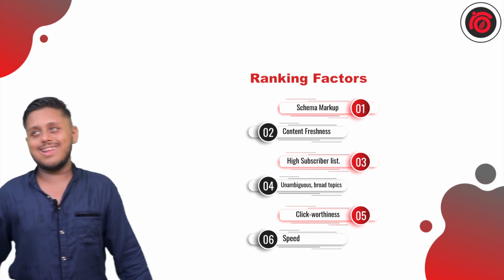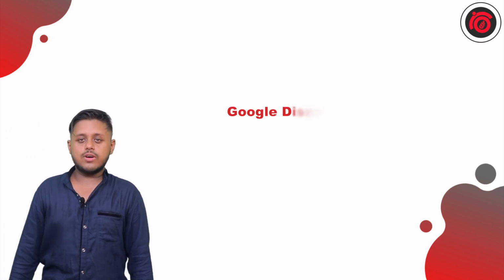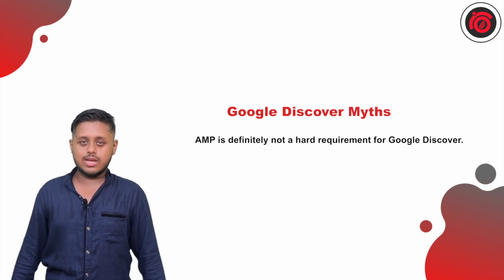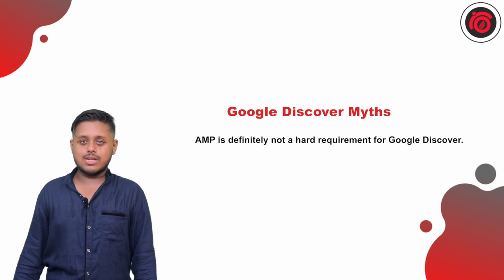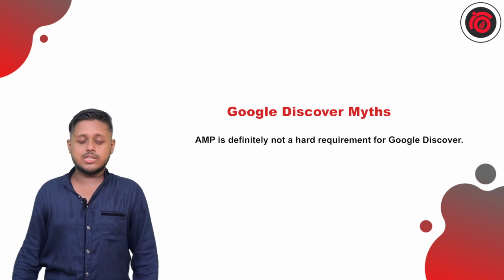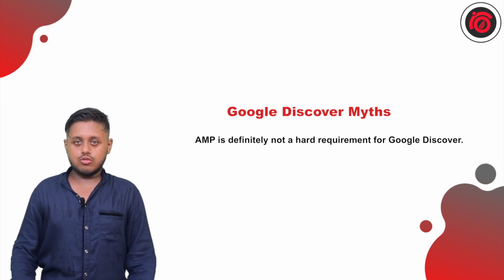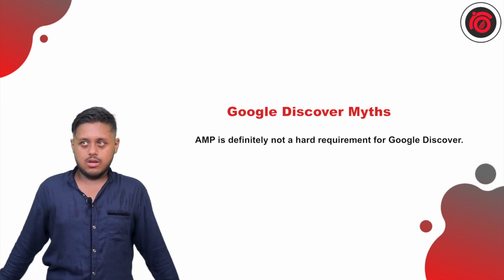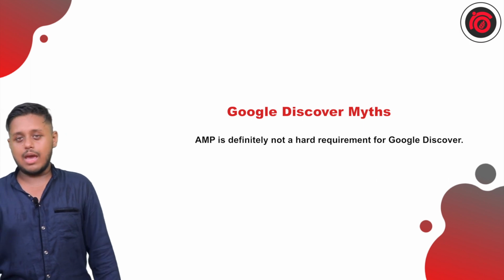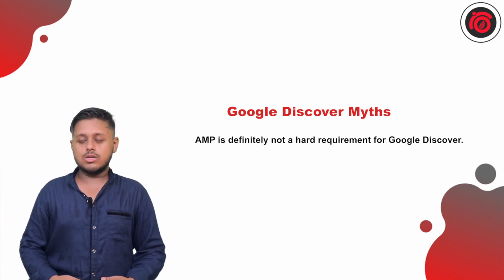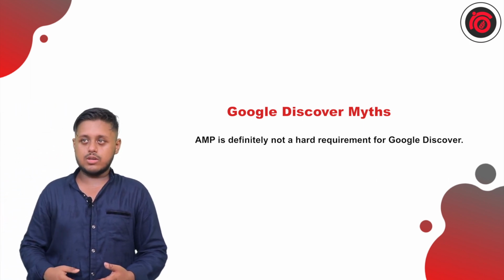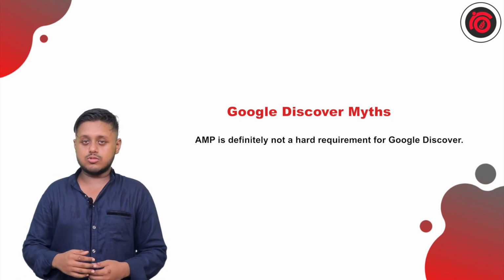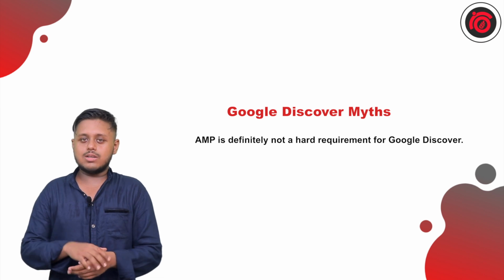Now let's get on to some of the myths. The first myth is about using AMP pages. It has long been taken in the SEO industry that AMP pages tend to show up more in Google Discover. However, Google has confirmed that AMP pages no longer get more preference in Google News. In fact, AMP is no longer a very good indicator that Google will use to rank your pages in Google.